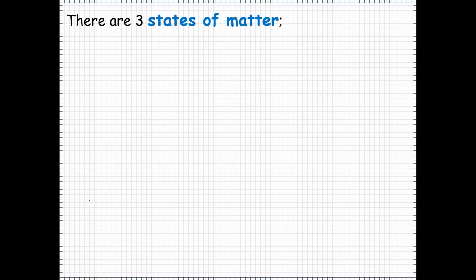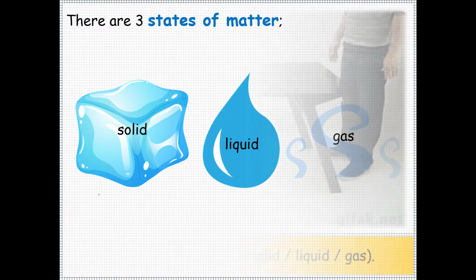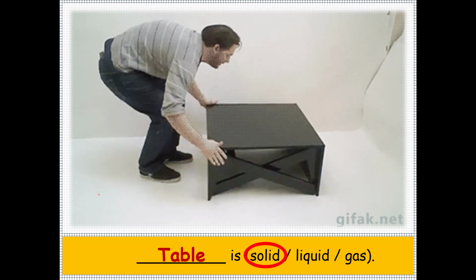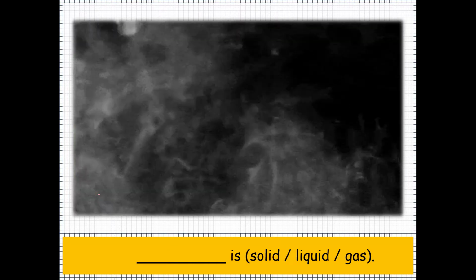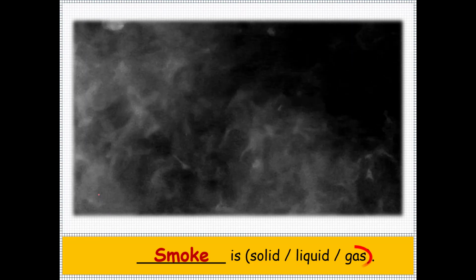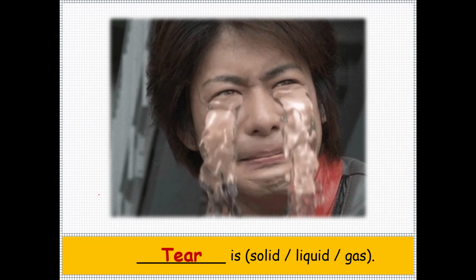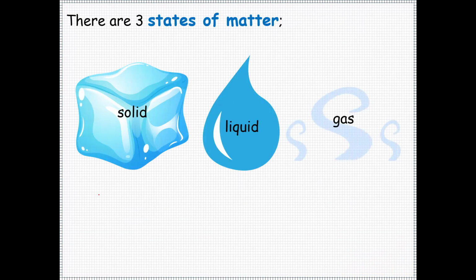Look at this, student. There are three states of matter. Start from the first one: solid, liquid, gas. Student, this one, what is this? The table, it is solid. Next one, a cup. Student, a cup is solid. Next one, student, is smoke solid or gas? Gas, very good. Next one, student, are tears gas? No, are they liquid? Okay. One more time, solid, liquid, gas.